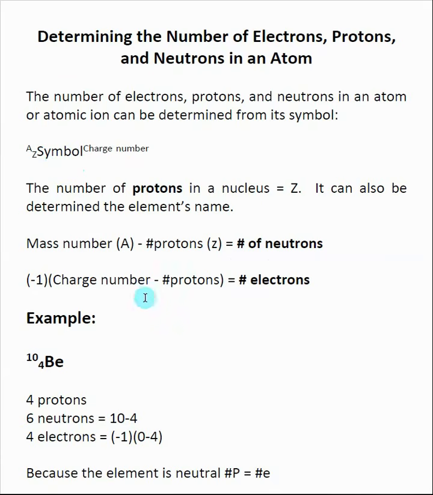To find the charge number, it is a relationship between the number of protons and the number of electrons. So if we want to find the number of electrons, we take the charge number and subtract the number of protons off of that, and then you take the negative of that number, and that will tell you how many electrons are inside of there.